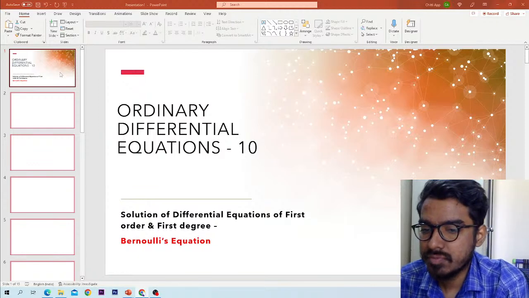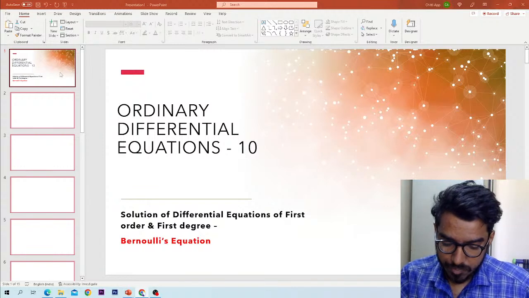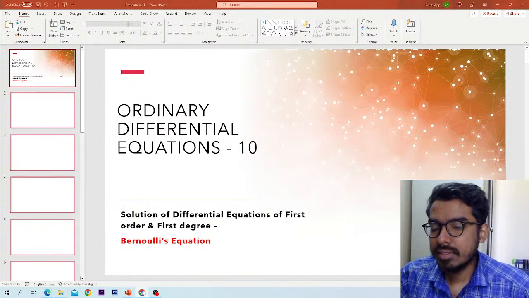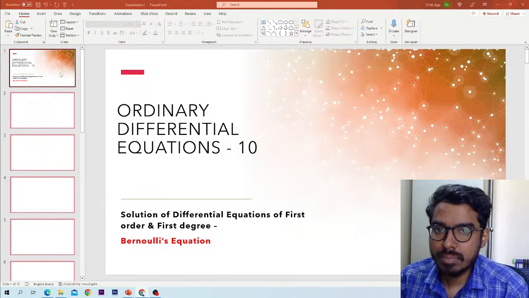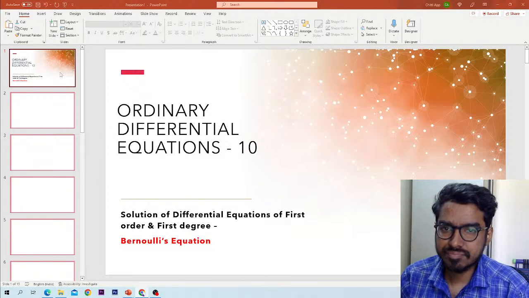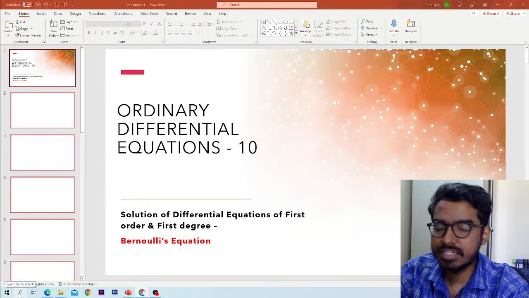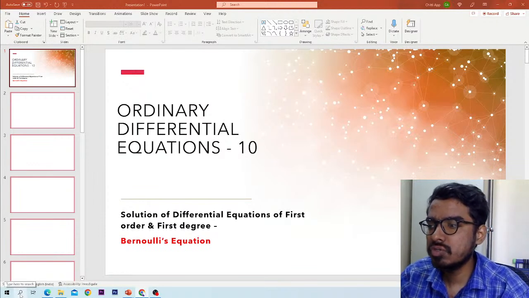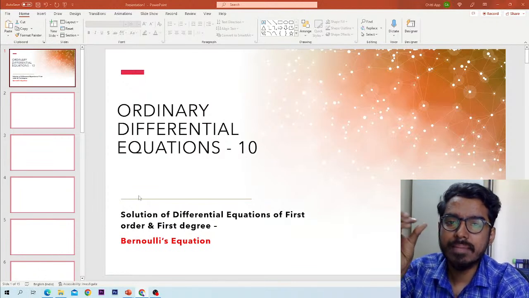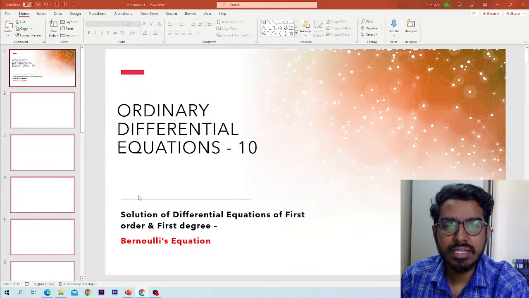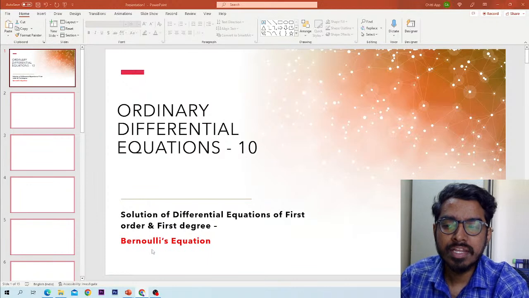So far we have been solving differential equations of first order and first degree. We have completed the variable separable method and the equations reducible to the form in which the variables are separated. Then we completed homogeneous differential equations and the equations reducible to homogeneous differential equations, and then linear differential equations. So we completed 5 methods in solving a differential equation of first order and first degree. Now this is the sixth method, which is called Bernoulli's equation.